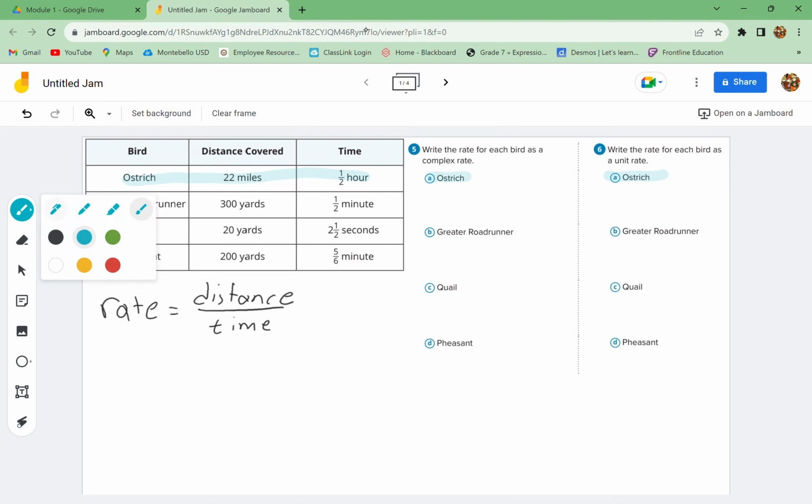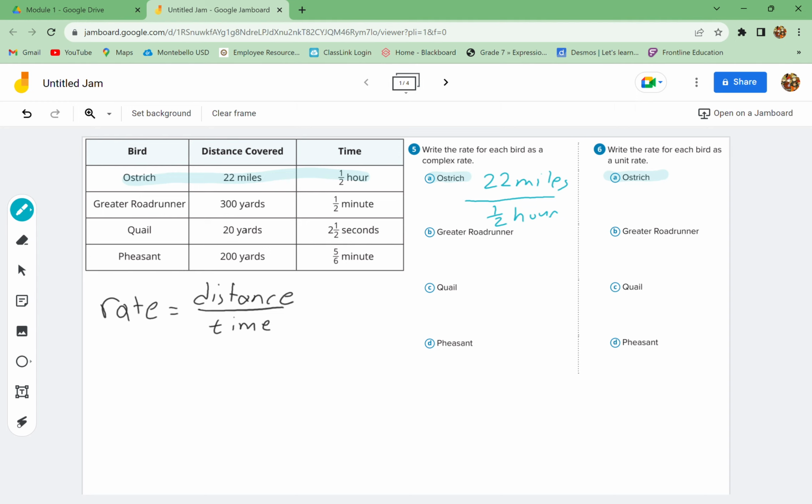So when you write it up, the distance the ostrich takes, I draw a division bar like this, so 22 miles over half an hour. And now what you need to do is figure out the unit rate.